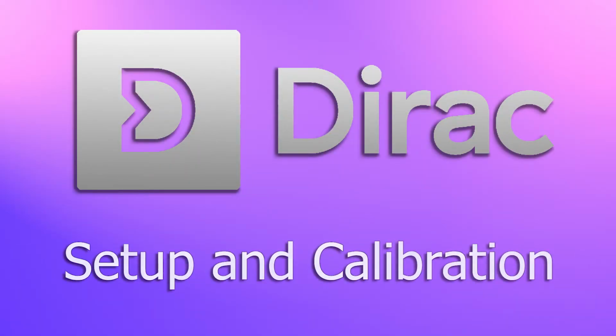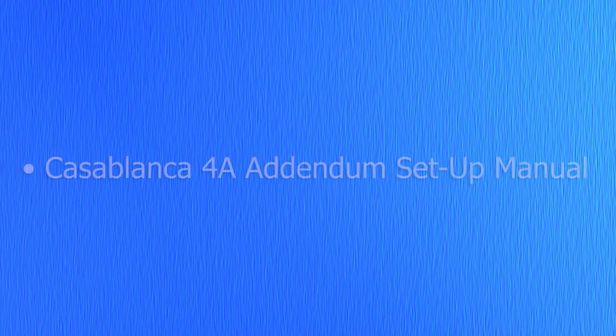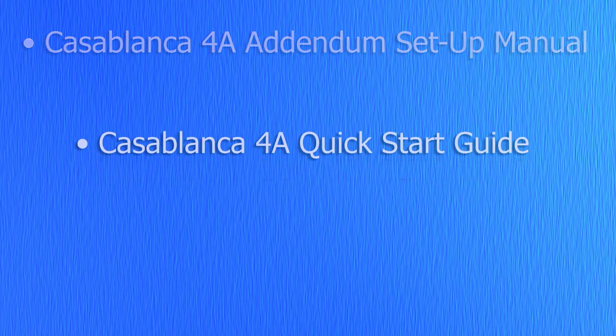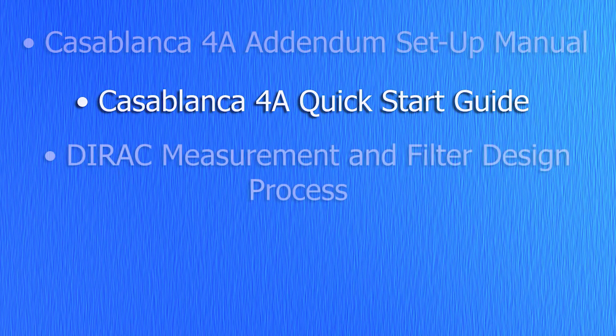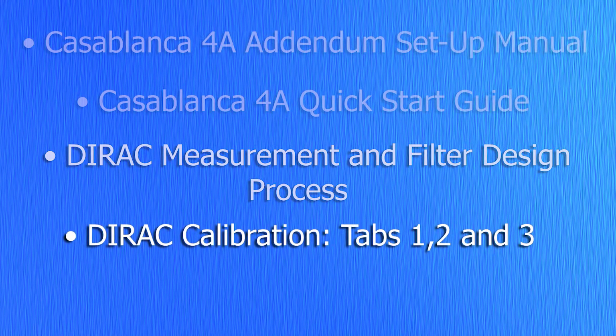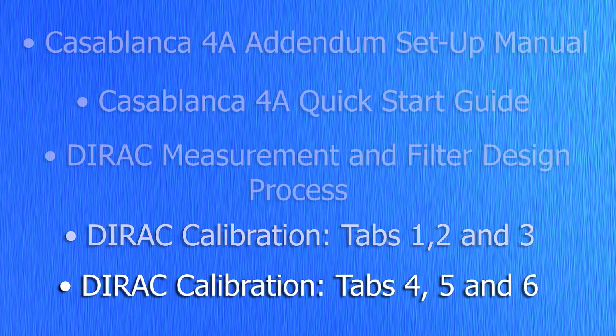This video details the Dirac calibration procedure for the Theta Casablanca 4A cinema processor. Before we begin the process, please carefully review the following booklets that were supplied with your processor: Casablanca 4A Addendum Setup Manual, Casablanca 4A Quick Start Guide, Dirac Measurement and Filter Design Process, Dirac Calibration Tabs 1, 2, and 3, and Dirac Calibration Tabs 4, 5, and 6.